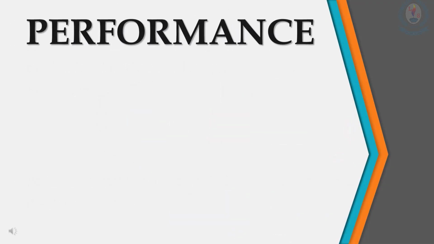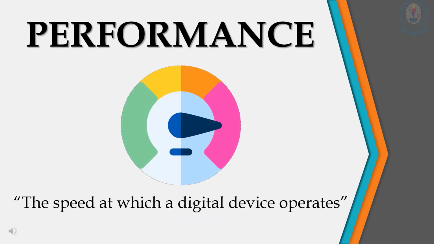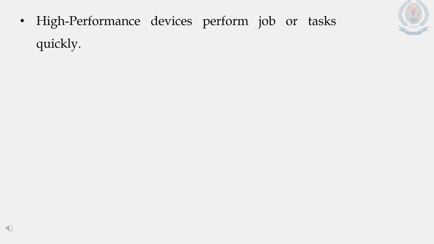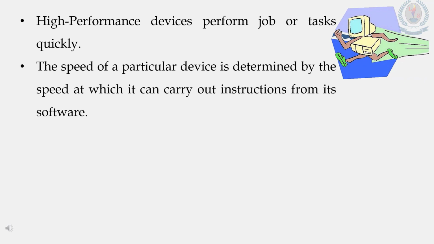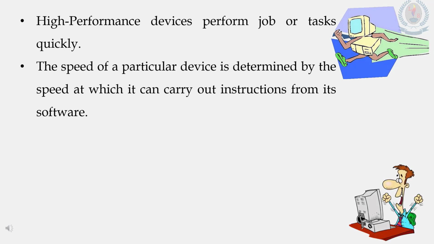Our next topic is performance. Performance is the speed at which a digital device operates. High performance devices perform jobs or tasks quickly. The speed of a particular device is determined by the speed at which it can carry out instructions from its software. Software instructions are carried out by the processor.